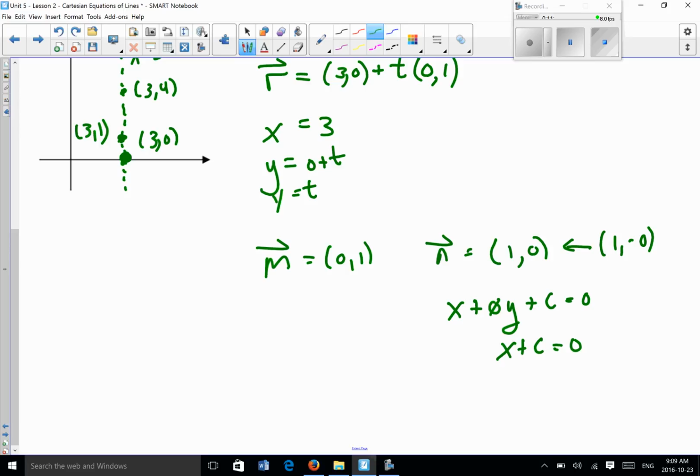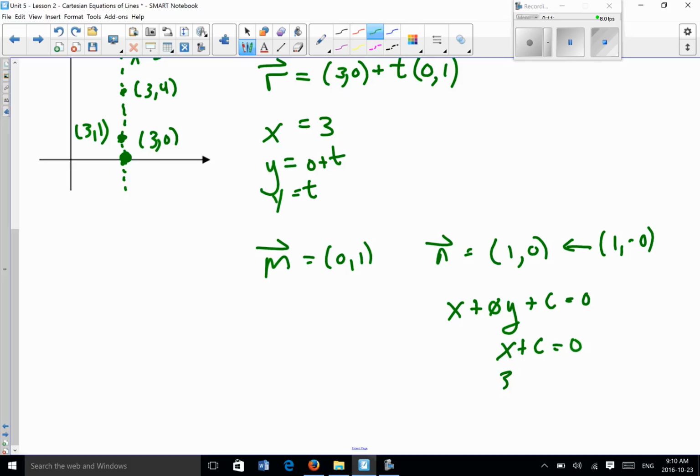And what do I know for a point? Well, I know 3, 0 is a point. 3 goes in for x, 0 goes in for y, but there is no y, so you don't really worry about that. What do I get for x? I get x is negative, sorry, not x, it should be c is negative 3. I put that in the wrong spot there. Fix that.